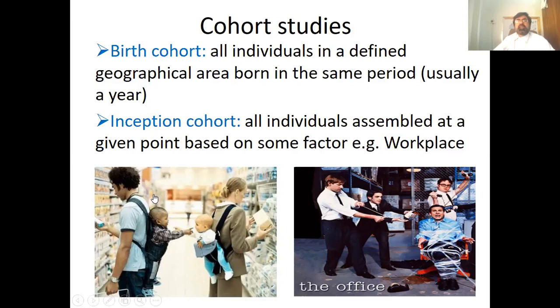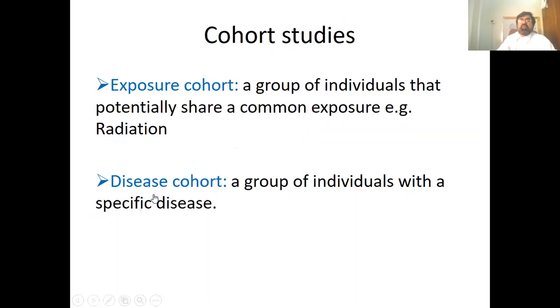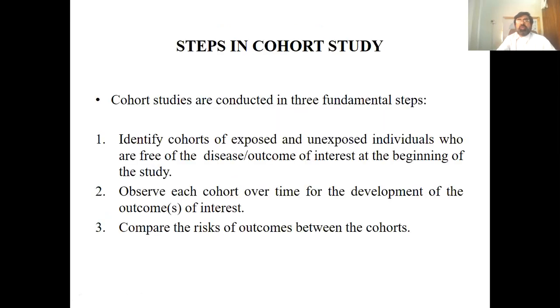Inception cohort, all individuals assemble at a given point based on some factor, for example, workplace. Exposure cohort, a group of individuals that potentially share a common exposure, for example, radiation. For example, a group of people who recently joined a hospital and they are either technologists or radiologists and they are working in the same area. So that is a cohort of the people who were exposed to a common exposure, that is radiation. Disease cohort, a group of individuals with a specific disease. There may be a disease cohort as well, a group of people who develop a particular disease.